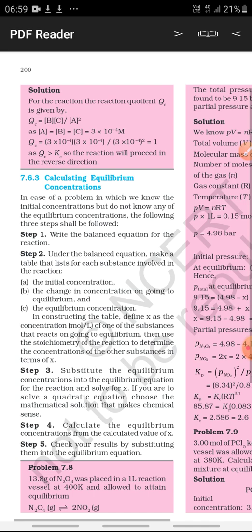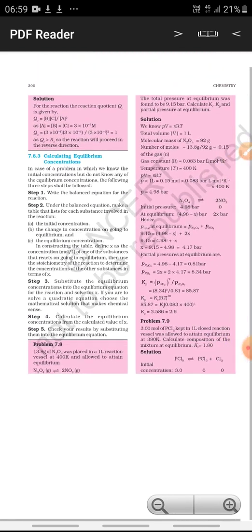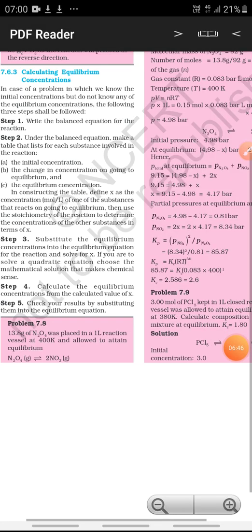and after that we have to make a table and write X as the concentration of one of the substances that reacts on going to the equilibrium. Then we have to use the stoichiometric coefficient of the reaction to determine the concentration of the other substance in terms of X. An example also we will solve. You can see the example.